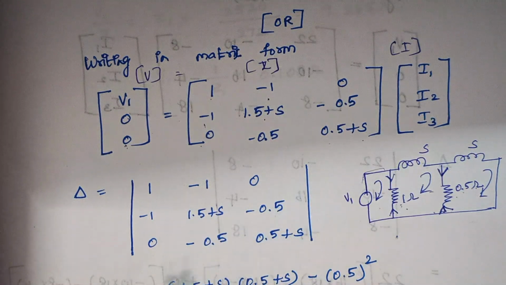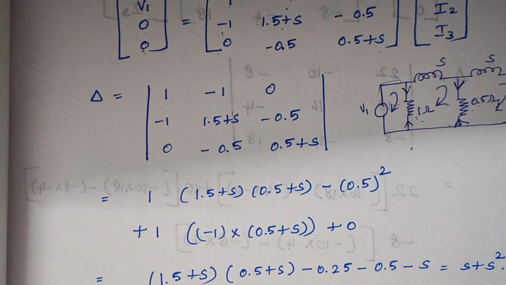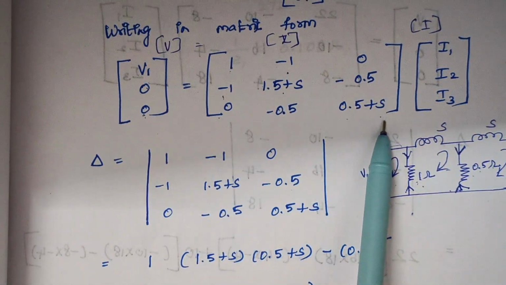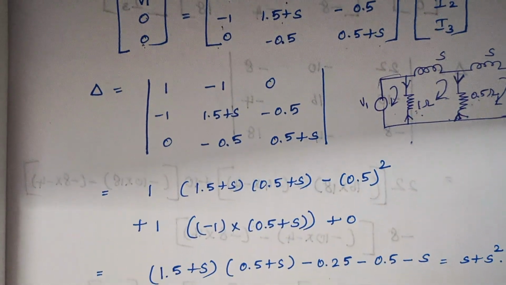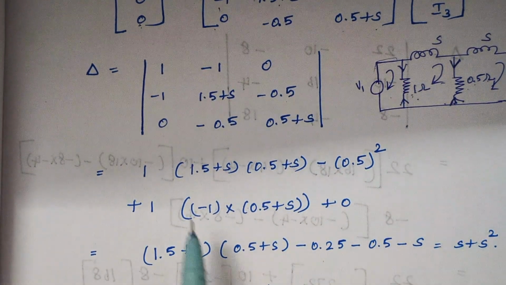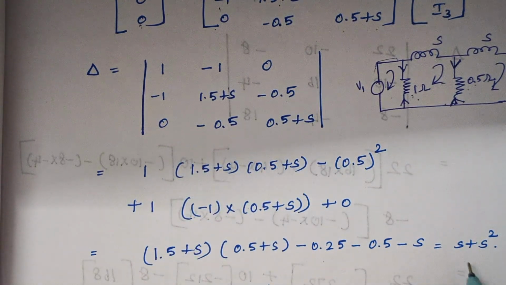Once everything is done, we calculate the value of del. Del is nothing but the determinant of this impedance matrix. So how to calculate the determinant? I believe you will remember all these things. When you take the determinant, the value of del is calculated as s plus s square.